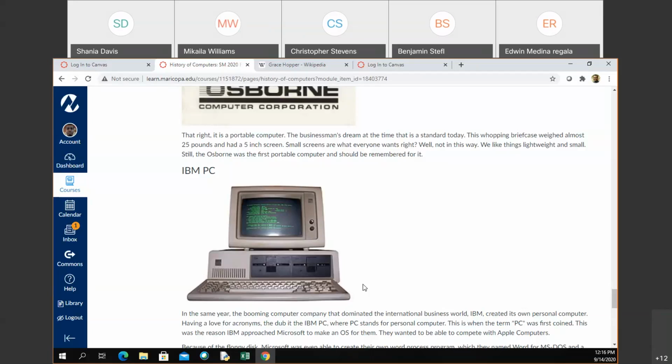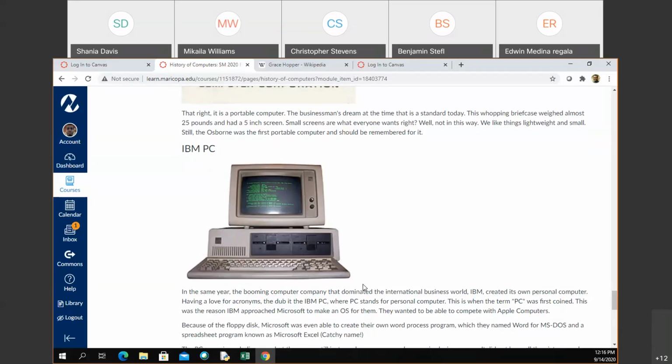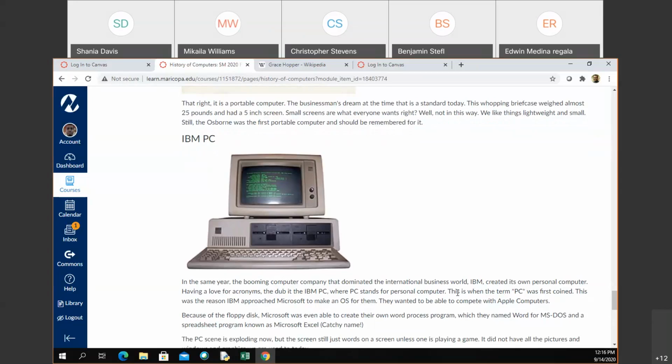So yeah, they wanted to compete though with Apple, and they said we'll sell ours out there too for a ton of money, and no one bought them because it was too expensive. Although IBM was very trusted. But Microsoft, just like Apple, with the whole idea of having the floppy disk, they created their own word processing program and a spreadsheet program.